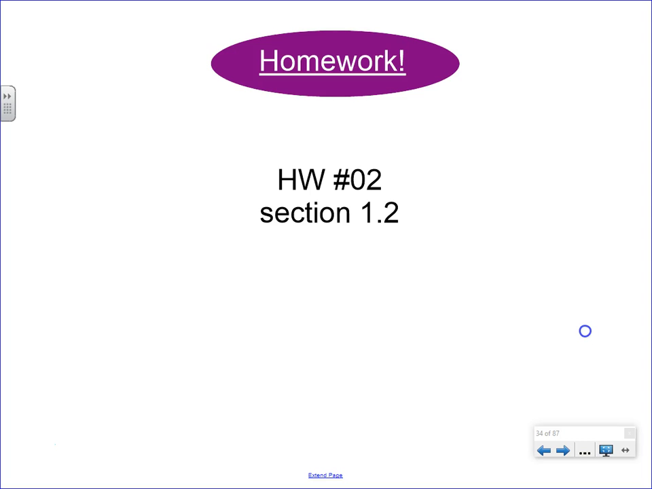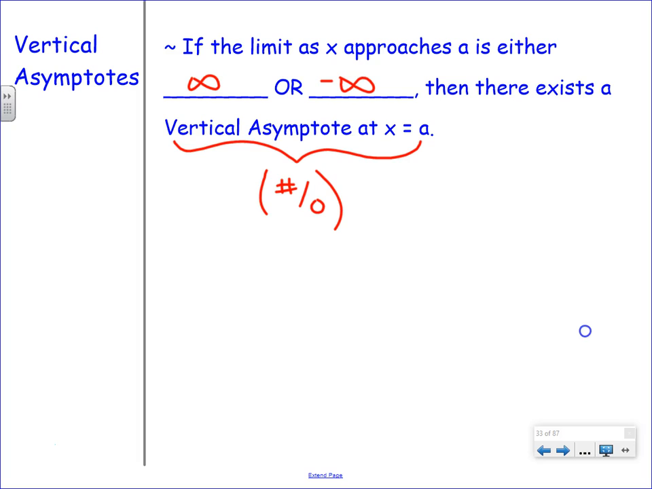Guys, work on homework over the weekend. Come Monday with questions and having it fully attempted.